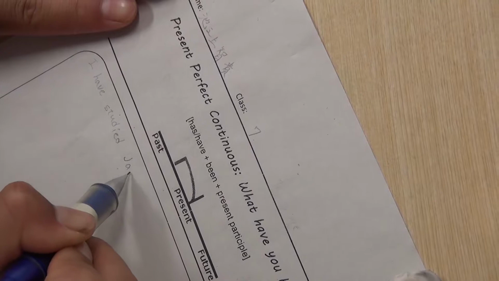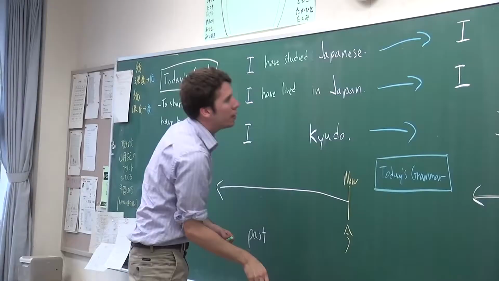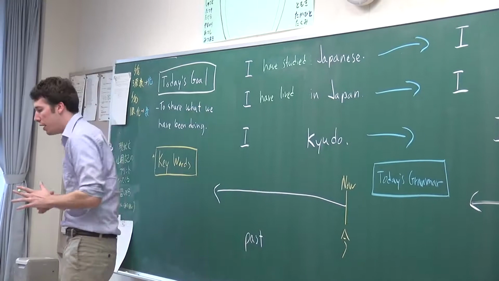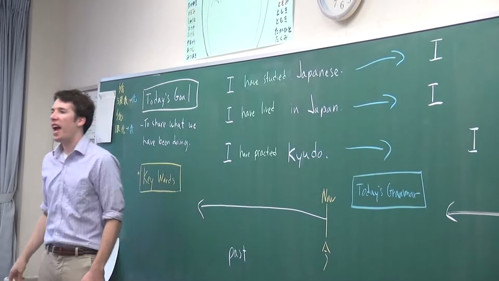Okay, our second sentence: I have lived in Japan. And the third: I have practiced Kyudo.